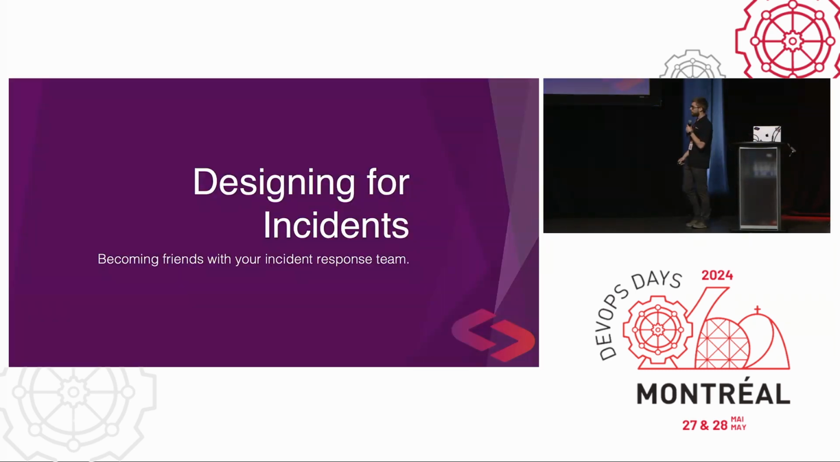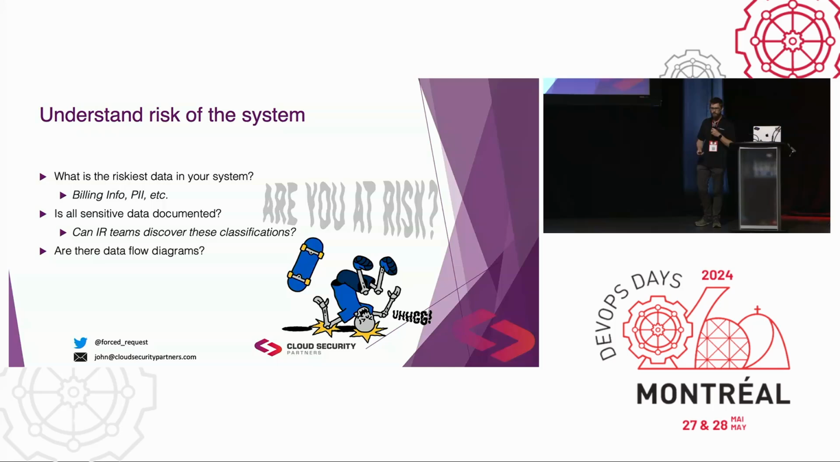So the first thing we're going to talk about is designing for incidents, or becoming friends with your incident response team. As we're building and designing these systems, we really want to start by understanding what is the risk of the system. What type of data exists in the system? Are we handling billing information, personally identifiable information? If so, where is that going to go?